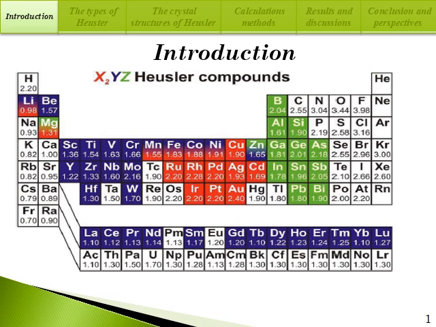Most of these materials are semi-metallic and magnetic, in particular in the case of ferromagnetic, hence the name half-ferromagnetic metals. The figure in the slide represents an overview of the possible combinations of elements forming this kind of materials.